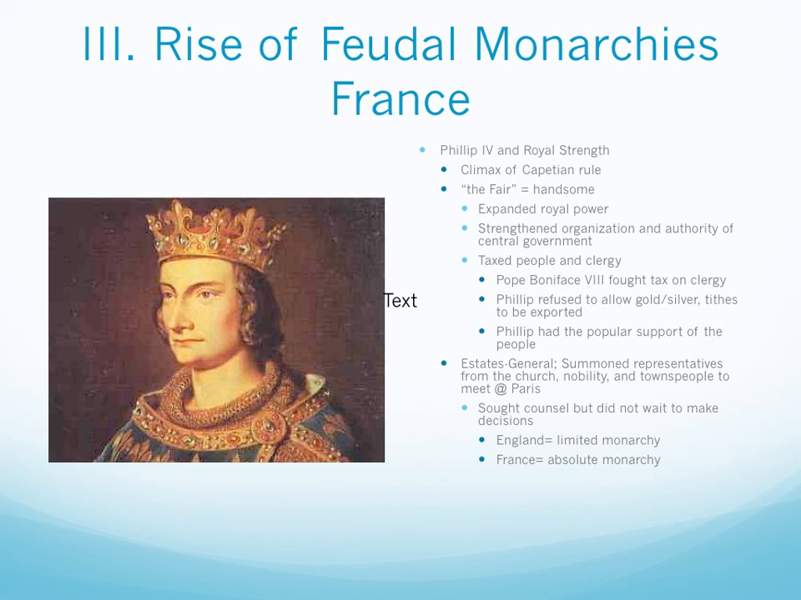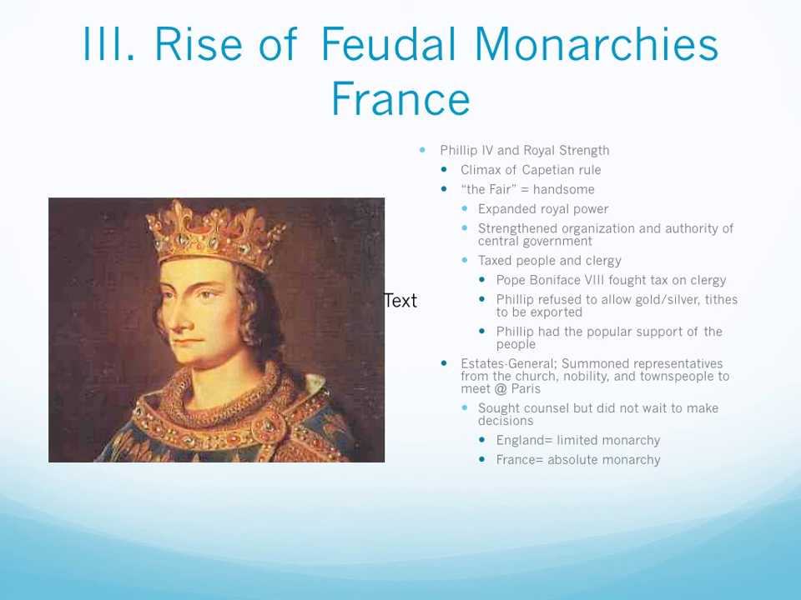Okay, and we finally get to Philip IV. Philip is known as the Fair. Fair then refers to someone being handsome. He further expands royal power in France, strengthens the organization and authority of the central government. France is able to collect more revenue than before because he taxes the French people like no other king before him ever had.